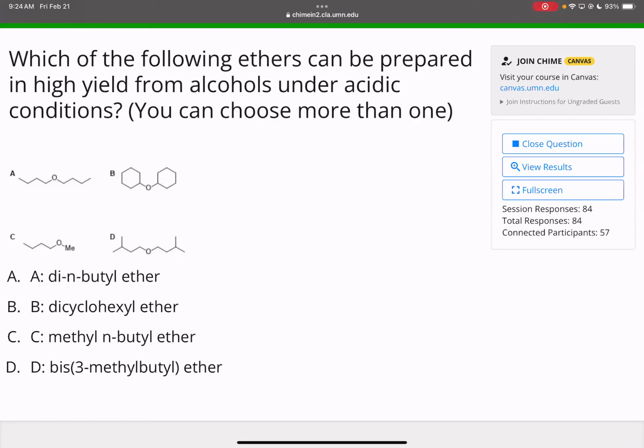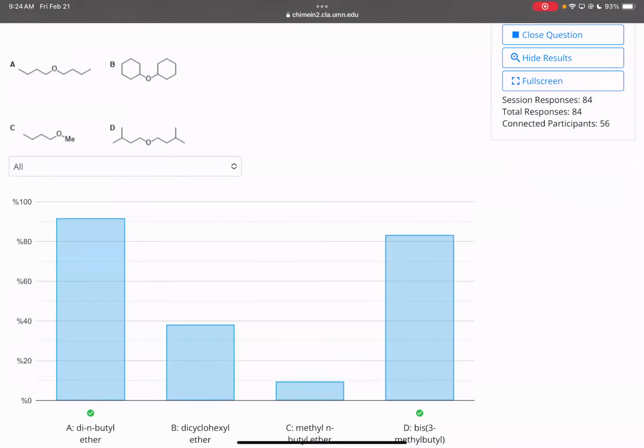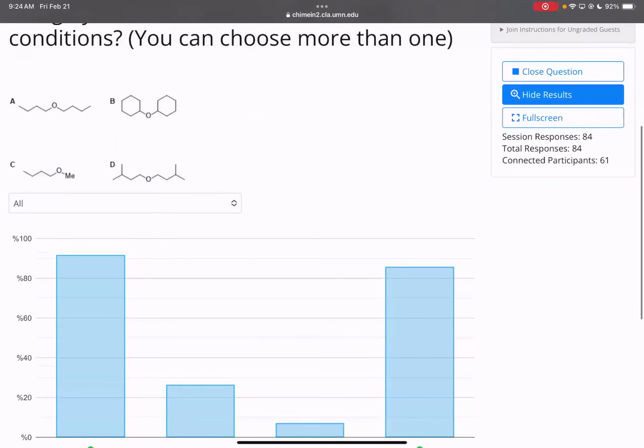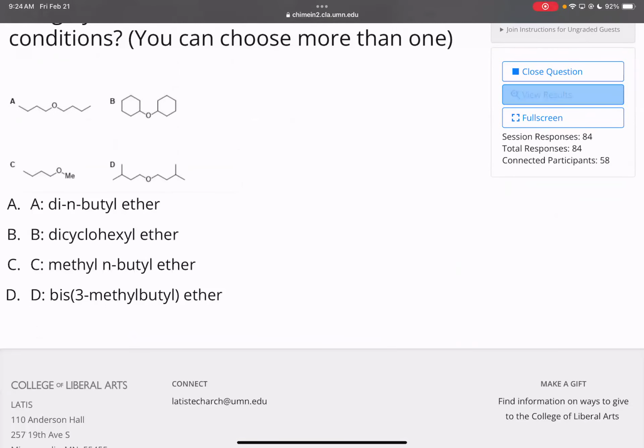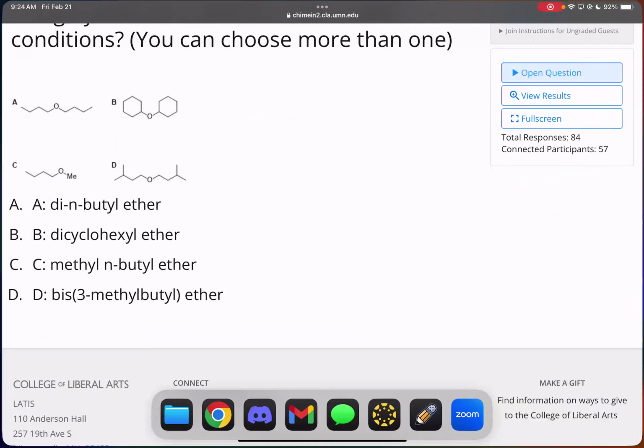Do 10 more seconds to get in your answers. All right, let's see what we got. Nice, okay. So yes, most people are getting it. It's A and D that can both be made. Some people are thinking B, which I get. It's also a symmetrical one, but it's secondary. So let's go through each of these together and look at why only A and D are possibilities.